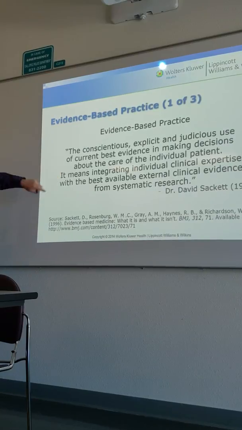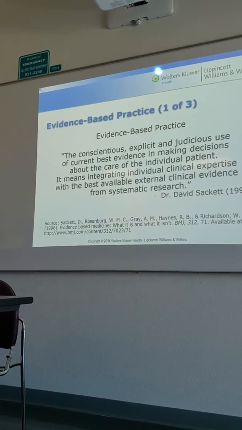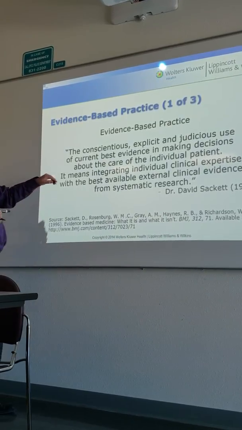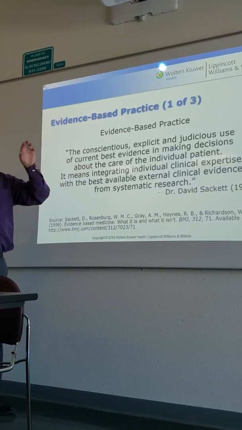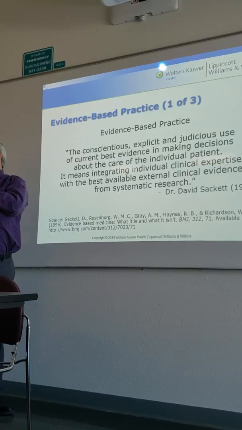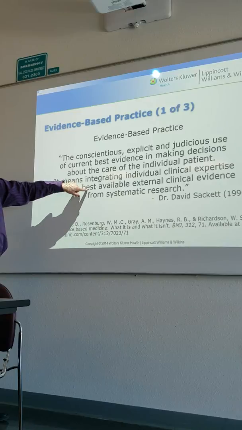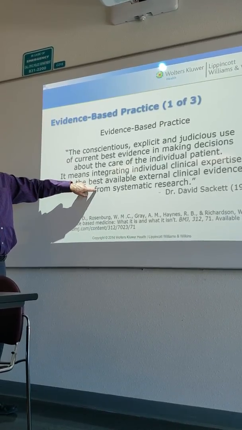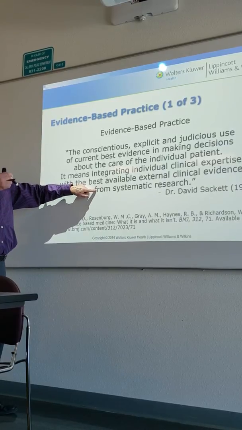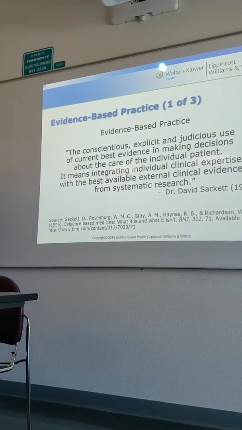So right here is this new one from 1996. The conscious, explicit, and judicious use of current best evidence in making decisions about the care of an individual patient. It means integrating individual clinical expertise, which is what they used to use all the time, right? But adding that to what? With the best available external clinical evidence from systematic research. So you're not just going with what you know, what you were taught, but you're actually going out pursuing the latest information. The thing is, it can change fast.